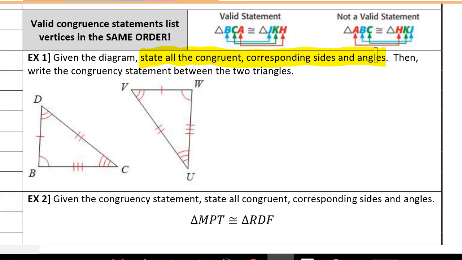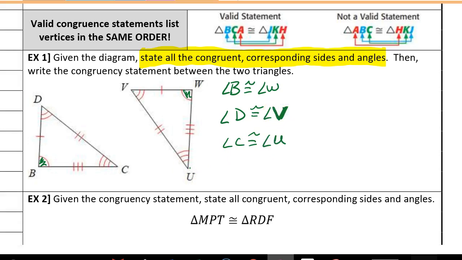in this diagram, I give you tick marks to help us with this. We'll start with the angles first. Angle B has one tick mark. Angle B would be congruent to angle W in my other triangle because it also has one tick mark. Angle D has two tick marks. That's congruent to angle V. And lastly, angle C is congruent to angle U.